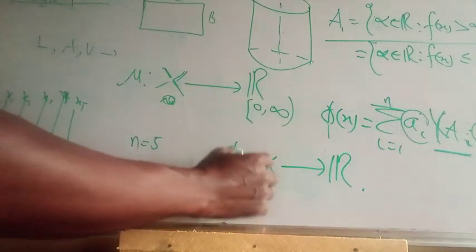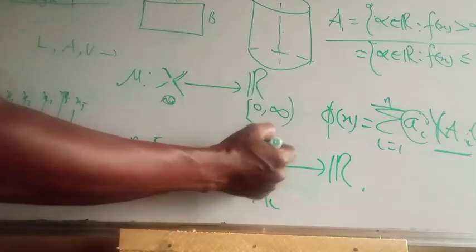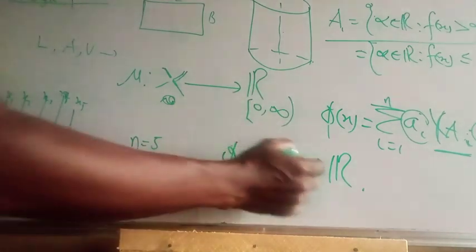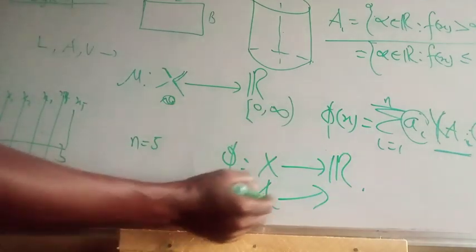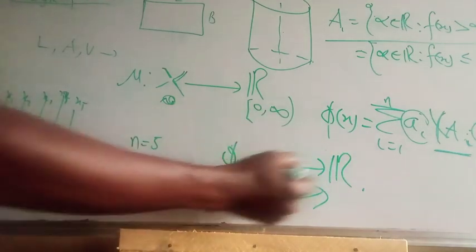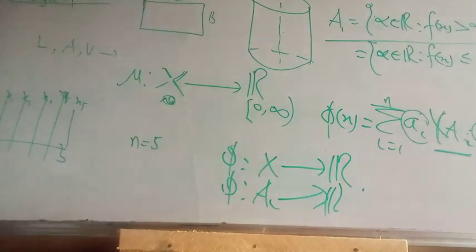So invariably, since AI is a subset of this, we can have the phi acting on AI, and whatever element this phi is acting on will be a set of real numbers. Okay, so that's about that.